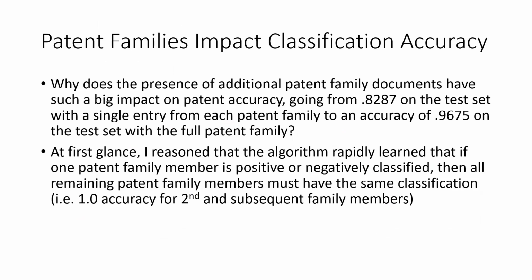So why does the presence of additional patent family documents have such a big impact? Well, one possibility might be that our accuracy for second and subsequent members is 1.0. If that's the case, maybe we've got 0.82 accuracy on our very first entry for every patent family, and for subsequent patent family members, it's basically 1.0 accuracy. And so it sort of averages out around 0.967 accuracy once we get to the combined data set.